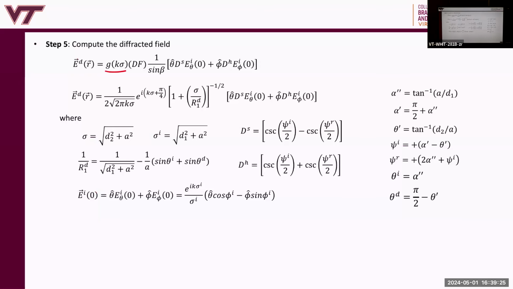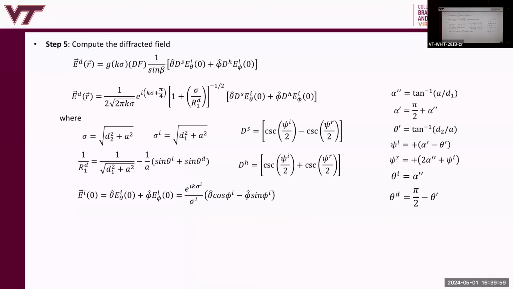G of k and sigma is equal to this. We have the divergence factor here. We have 1 over sine beta, but we know beta is 90 degrees. Theta hat, d soft, E theta incident, plus phi hat, d hard, E phi incident, yeah? Sigma now, point of diffraction to the observation point, is given by this. Sigma incident is given by that. Soft and hard diffraction coefficients and the radii of curvature we've calculated, except now we know that this is a minus sign. And E incident at the point of diffraction has the incident phase and amplitude.